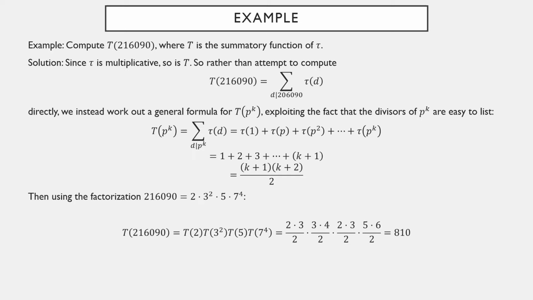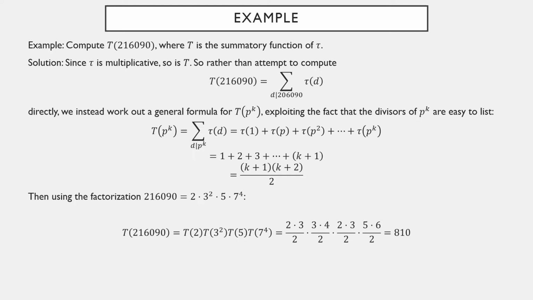And we have this formula now that says capital T of a prime power is the power plus 1 times the power plus 2 over 2. So this is T of 2 to the first, so the next number would be 2. The one after that is 3 over 2. T of 3 squared is going to be 3 times 4 over 2. T of 5 to the first is going to be 2 times 3 over 2, and T of 7 to the fourth is going to be 5 times 6 over 2. And if you compute all of this out, it works out to be 810 exactly.